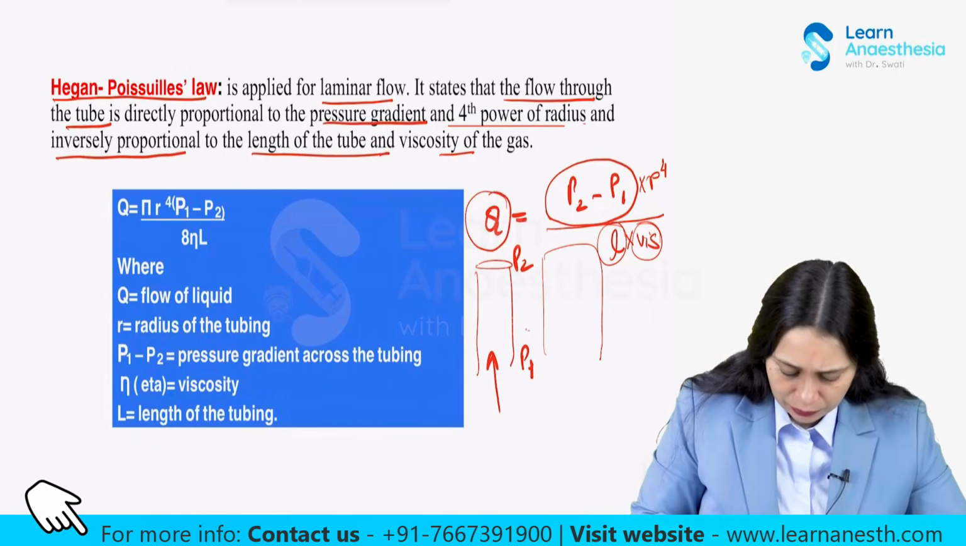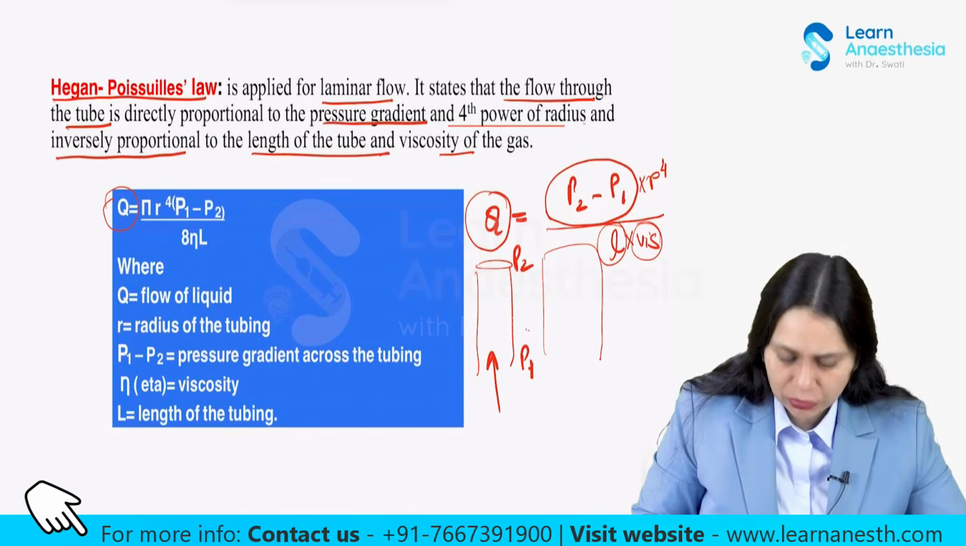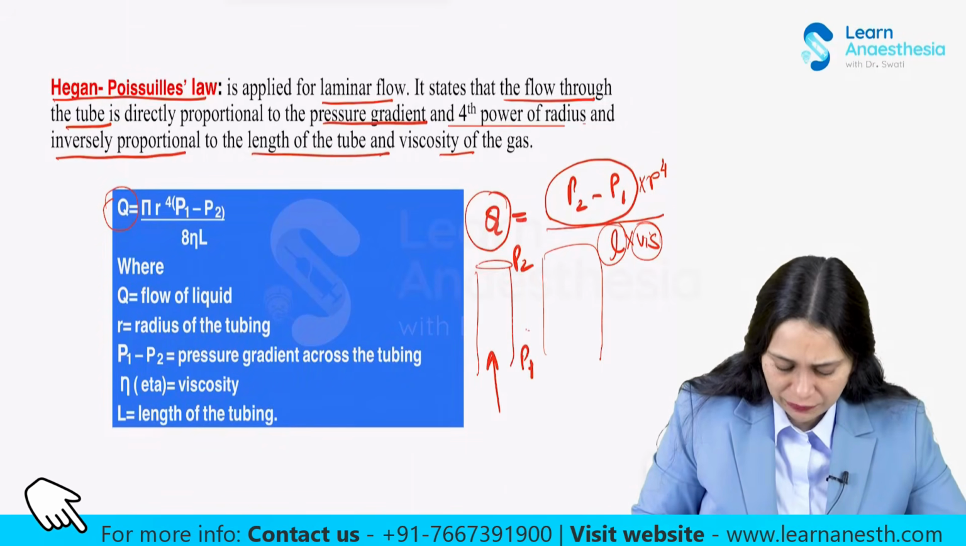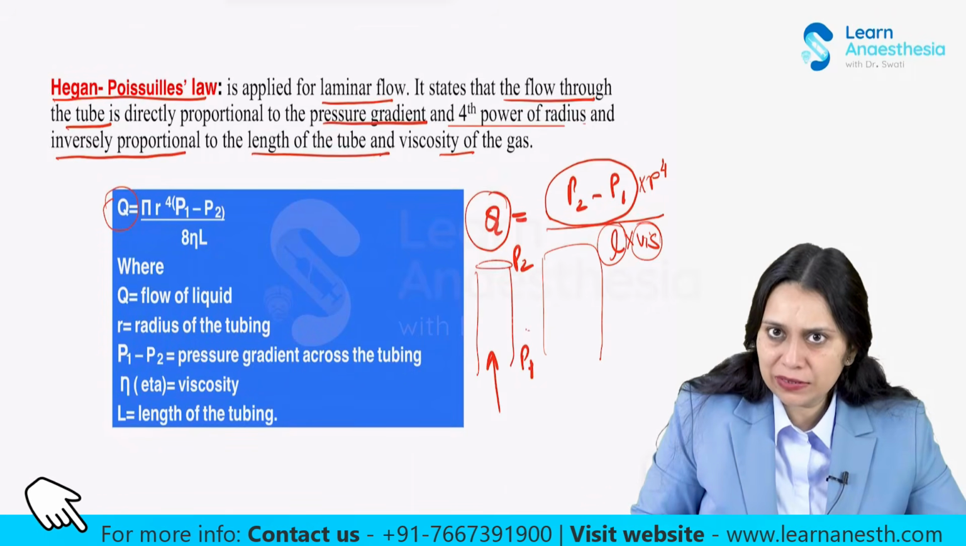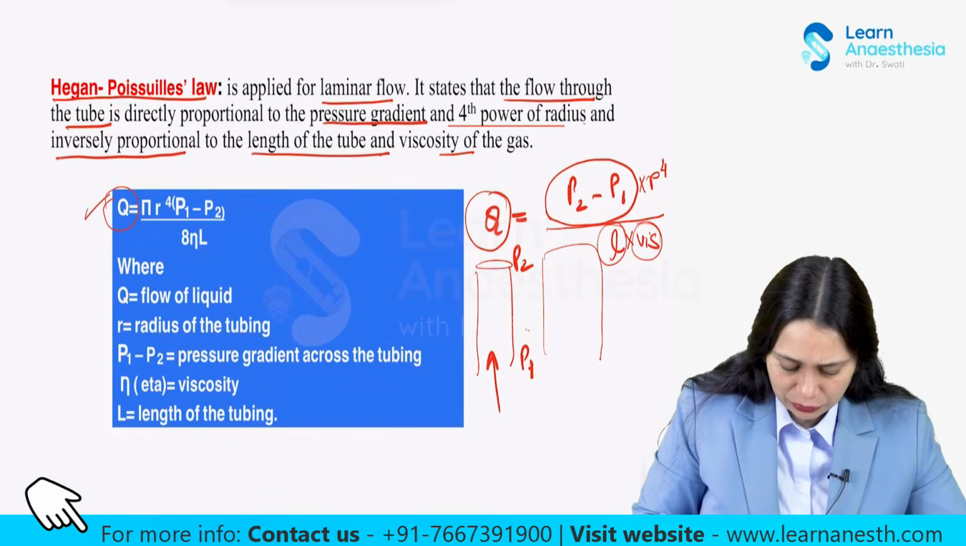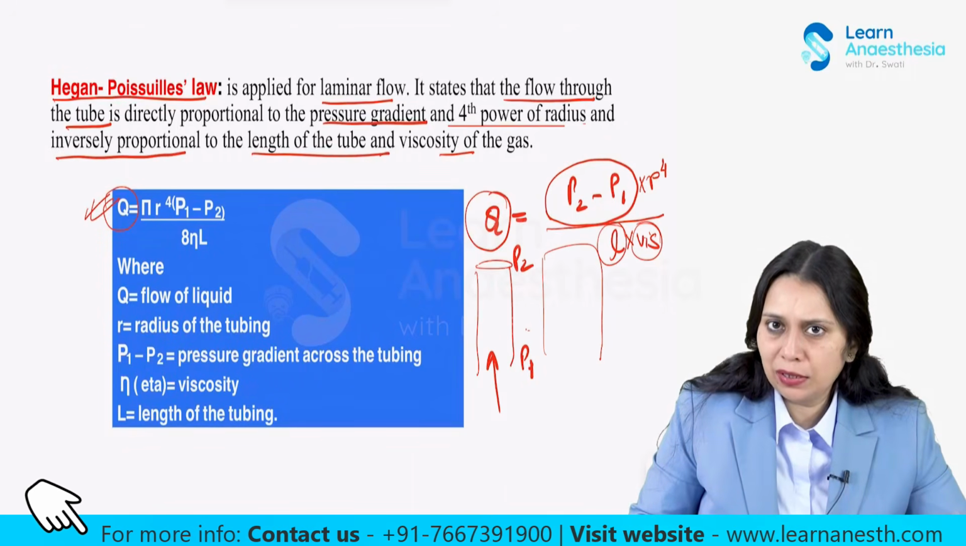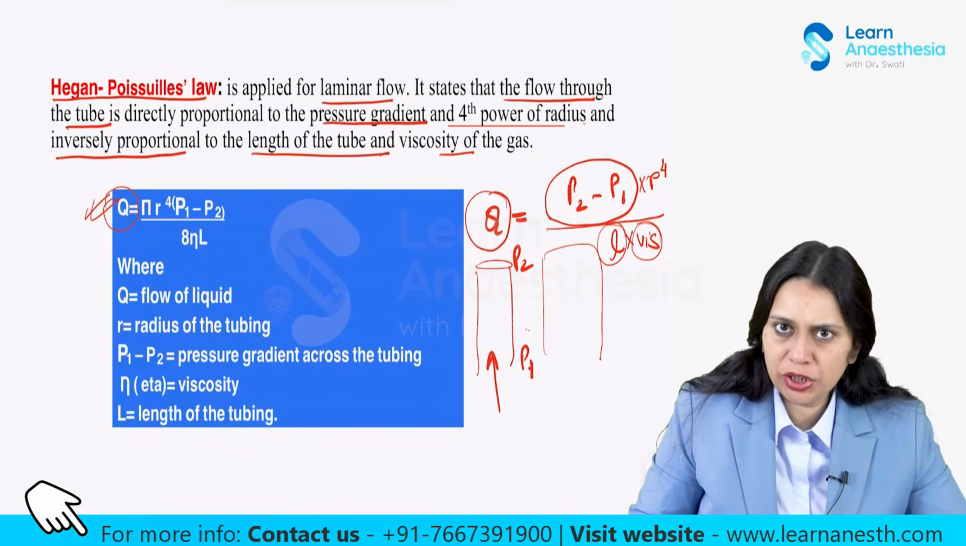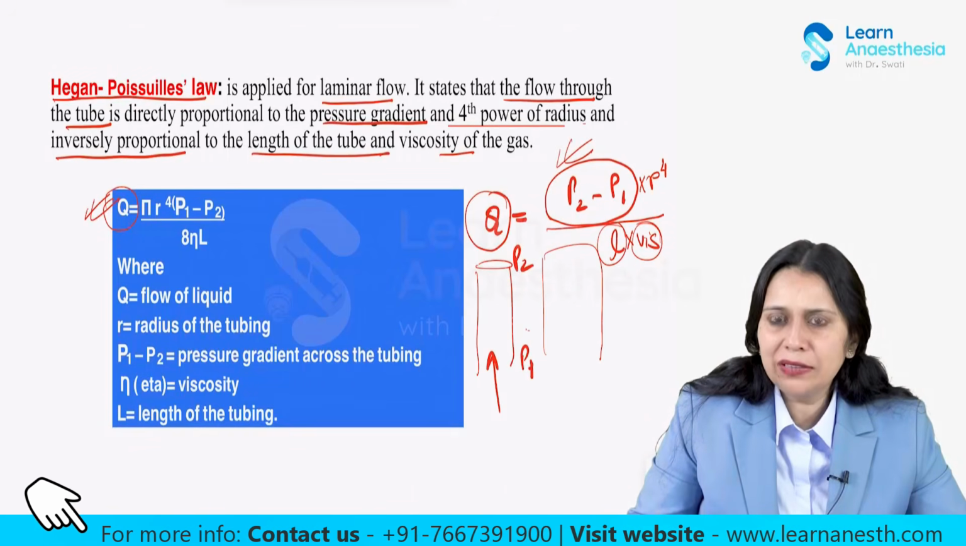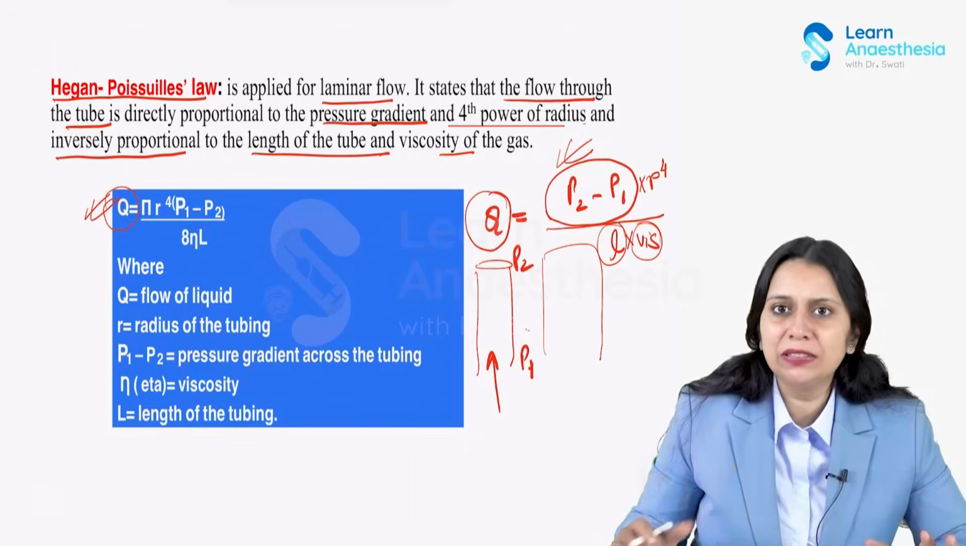So this Hagen-Poiseuille law says flow equals pi times r to the power of 4 multiplied by the pressure difference, divided by 8 times the viscosity times the length. So flow depends upon the radius, upon the pressure difference, and inversely on viscosity and on the length of the tube. Now these things which I just discussed can be easily calculated. It is directly varying with these variables.